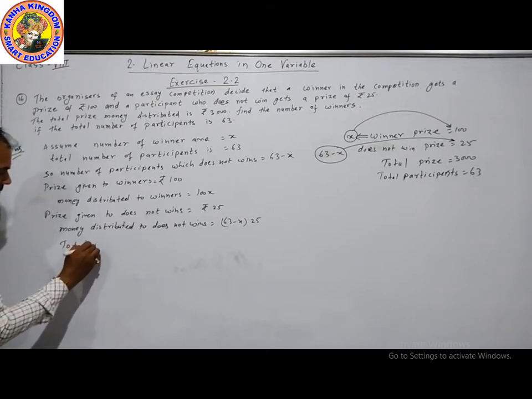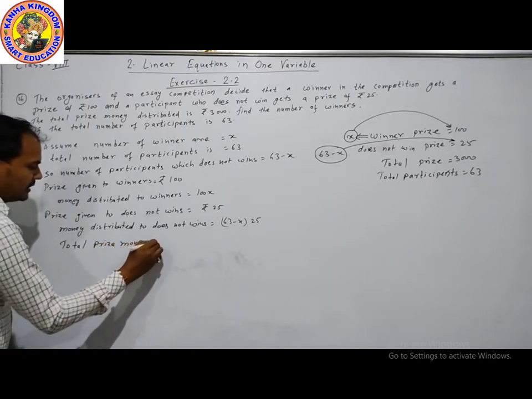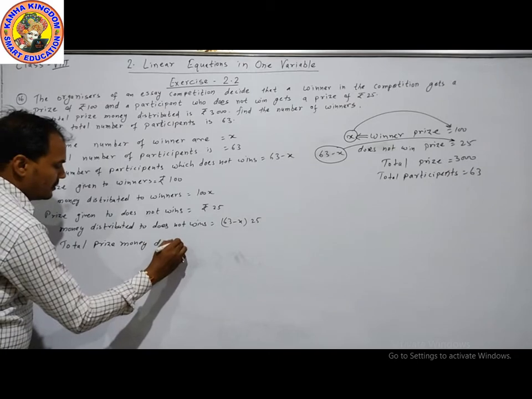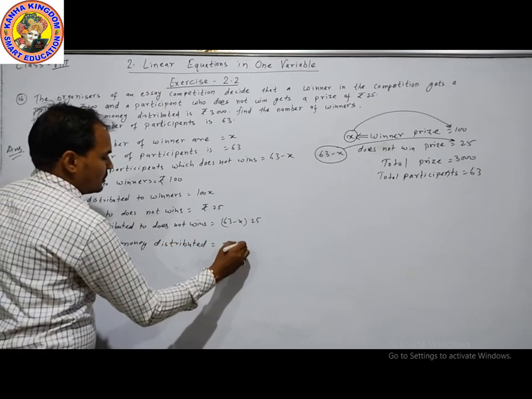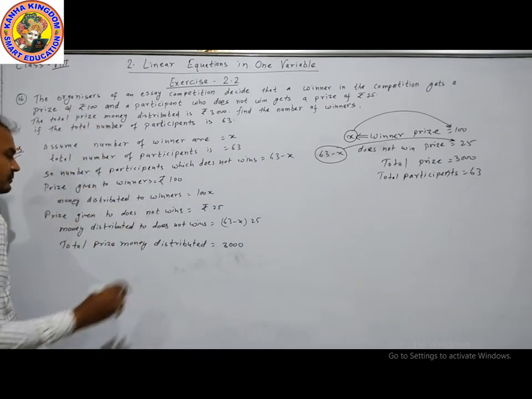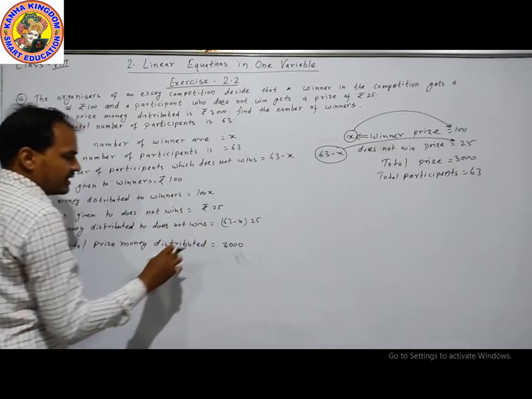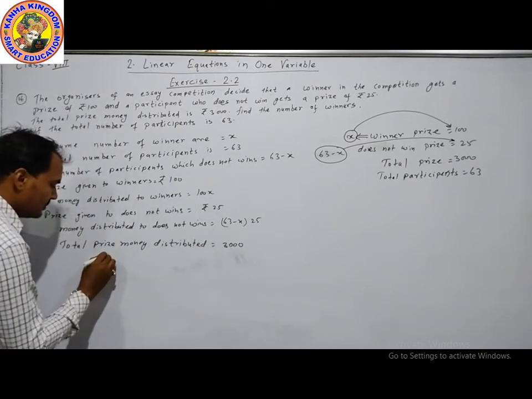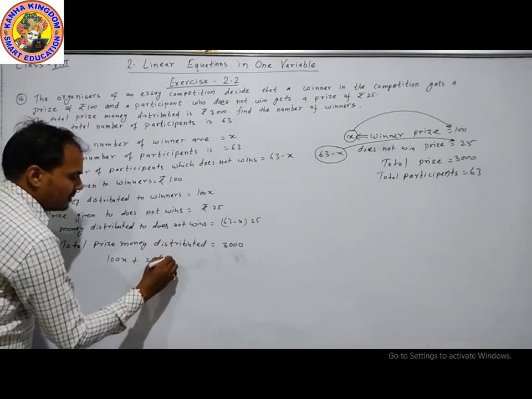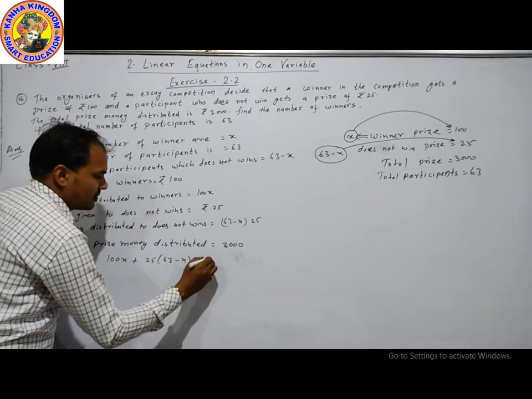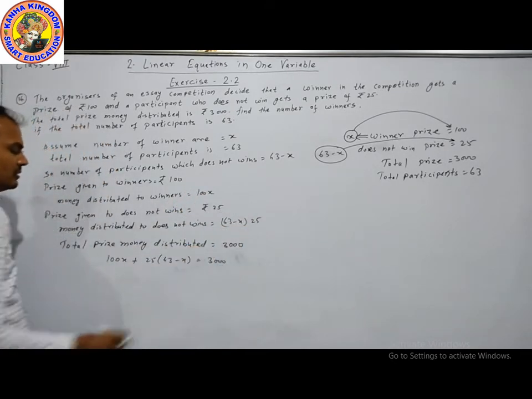The total prize money distributed is 3000. So the total money of winners and non-winners, the addition, is 3000. So 100X plus 25 into 63 minus X is equal to 3000. The addition of these is equal to 3000.